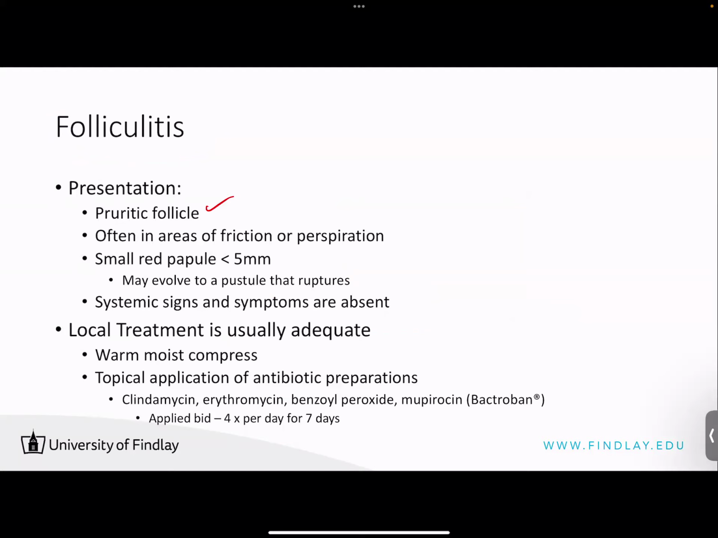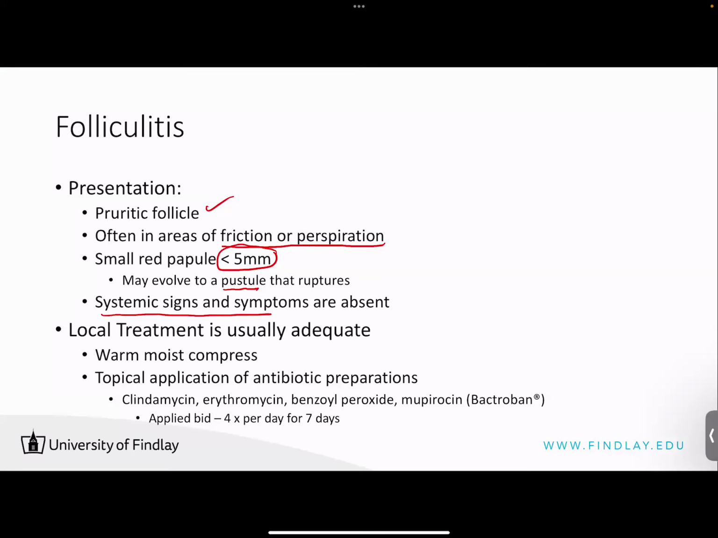Okay. So presentation-wise, folliculitis, if you've had an inflamed hair follicle, you know it's itchy, it's red, right? And it's typically found in areas where you have friction from your clothing or areas where you're perspiring. These are small little lesions, less than 5 millimeters in diameter. So these are small papules. And if they evolve to a pustule, which ultimately ruptures, and then you can clean it out, look, that's really what you want, all right? Because as it evolves and ruptures, that's going to alleviate the pressure and any discomfort that might be associated. But this lesion is so small, it's typically not characteristic of pain.